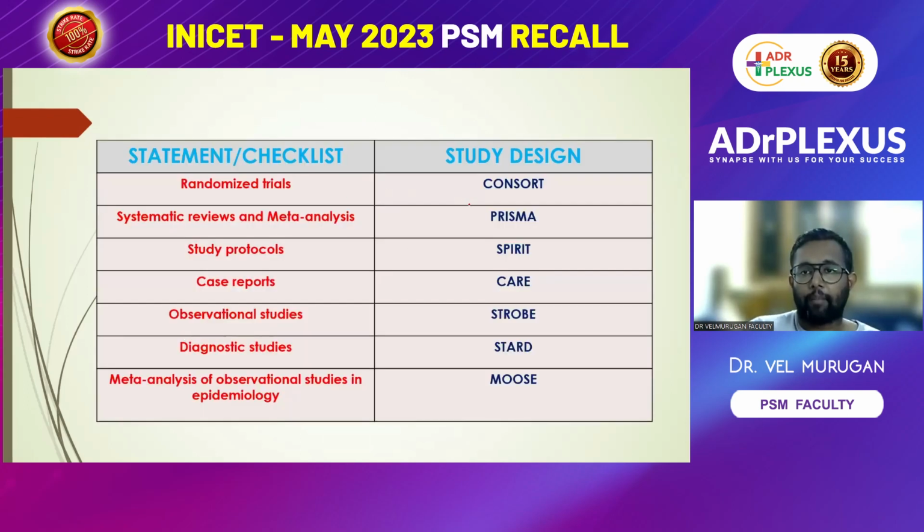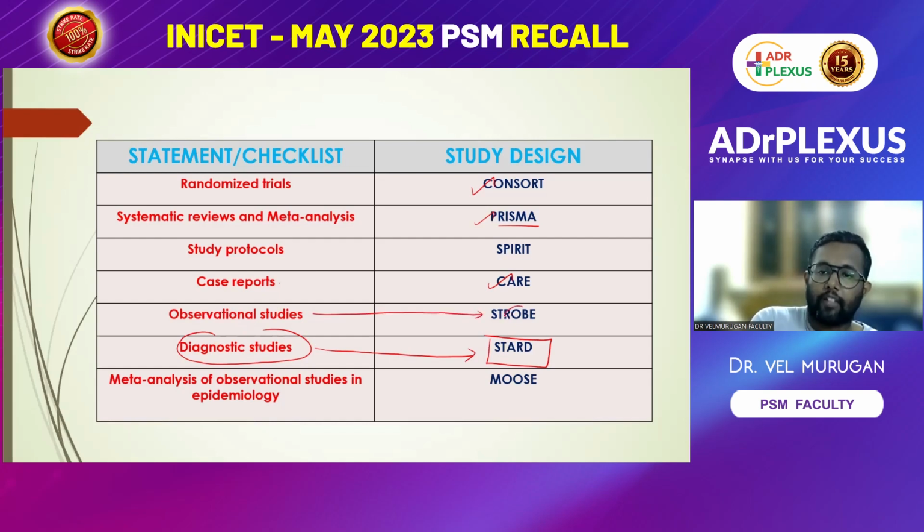For randomized trials, we have CONSORT. For systematic review and meta-analysis, we have PRISMA. For case reports, it is CARE. For diagnostic studies, it is STARD. For observational studies, it is called STROBE. OB stands for observational. Case report, CARE. Systematic review and meta-analysis, MA, so it is PRISMA. Randomized trials, it is CONSORT.